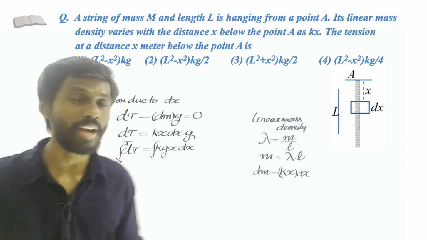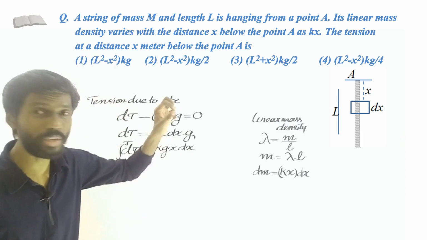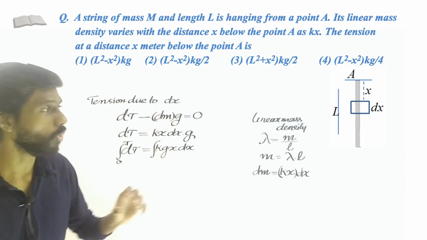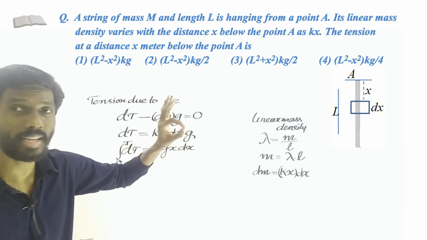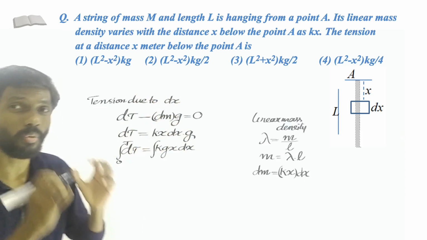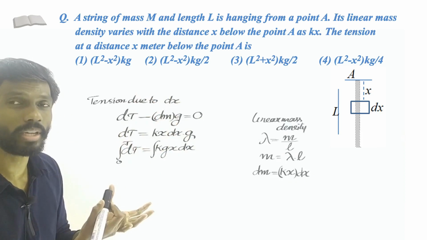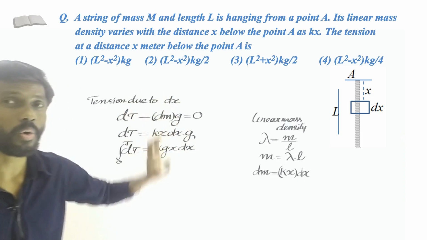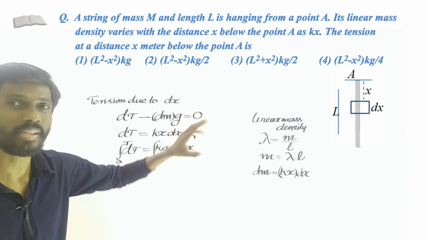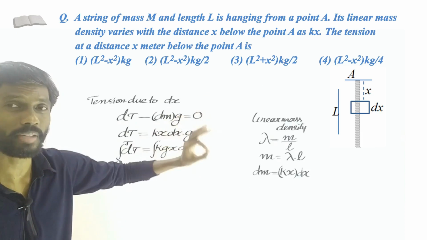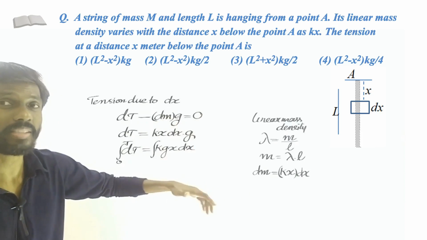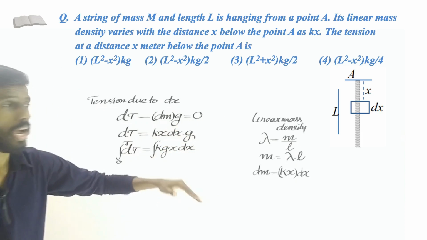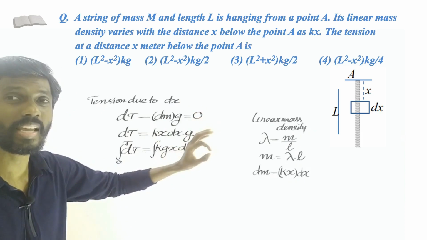No, not 0 to L. We are not finding the weight of the whole string. We have to find the weight of only that portion of the string below that point, right? We want to find the tension at that point. So the tension there is due to the weight of the string below that point only. So we don't need to consider the whole string. At that point, the value of x is x only, x meter below the point of suspension, and the bottommost point, the last value, is L. So L is the last value, and at that point the value of x is x only, right?